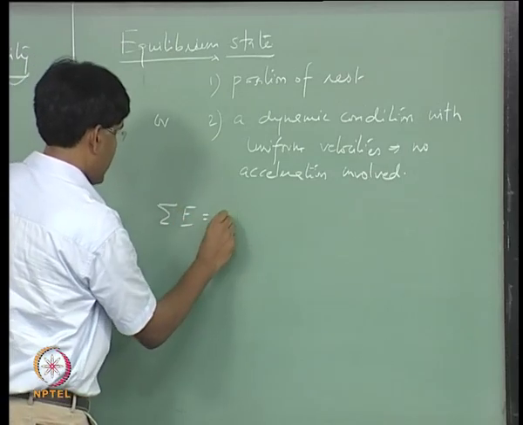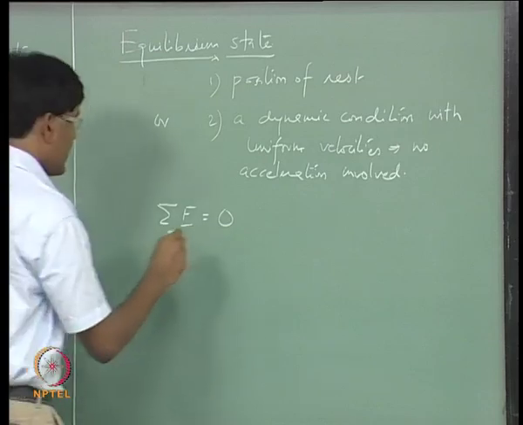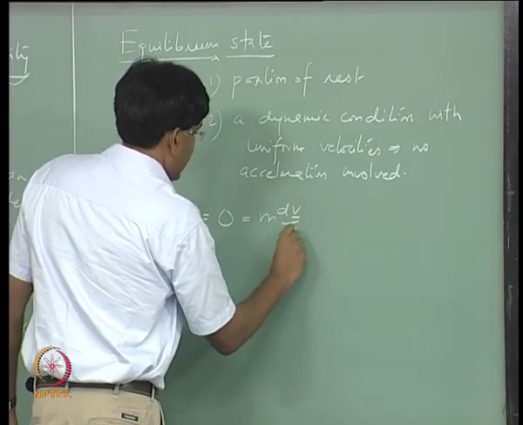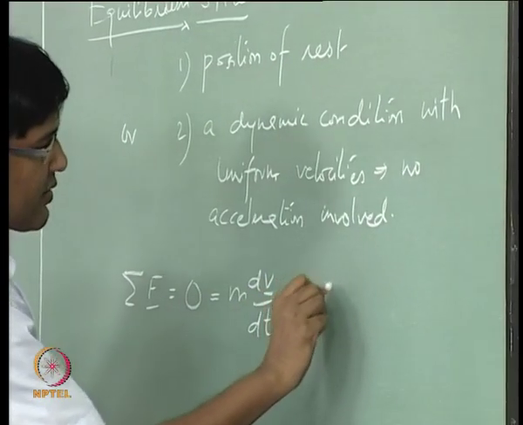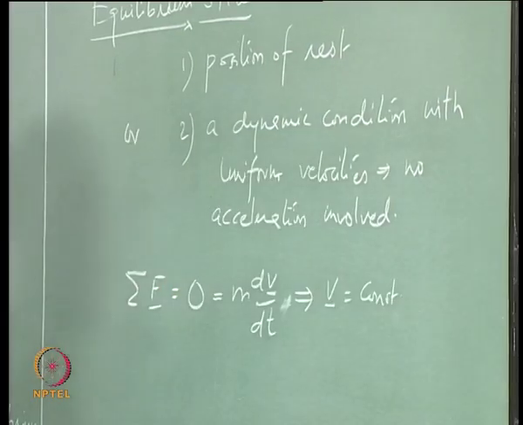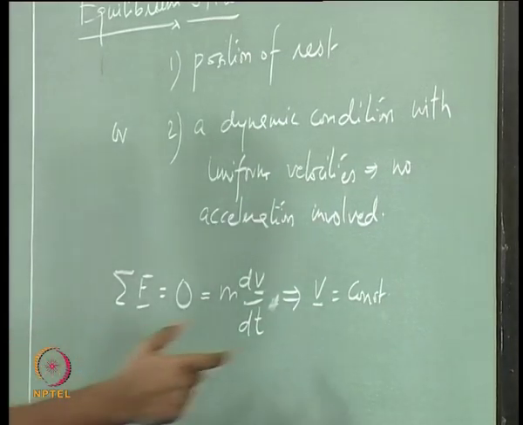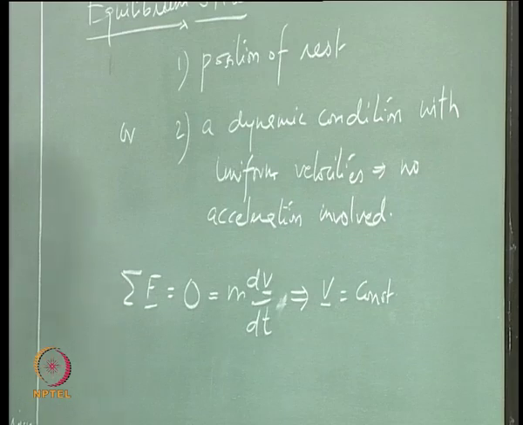these two equations. The sum of all external forces acting on the body are balanced, so that net acceleration is 0, and that results in V equal to constant. So, if an aircraft is flying at constant velocity, uniform velocity, then we say that the aircraft is in equilibrium.